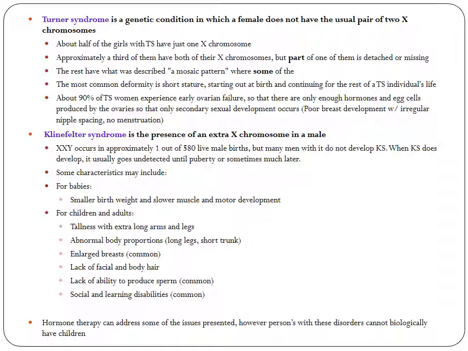to have children. Klinefelter is the presence of an extra X chromosome in males. So instead of XY, you have XXY. This one becomes more debilitating as they get older. So as babies, they're going to be smaller in birth weight. Muscle development and motor control is going to be a little bit delayed. As they get older, they're going to have increased social and learning disabilities. Their body proportions are going to be kind of abnormal, and they may not be able to be reproductive.